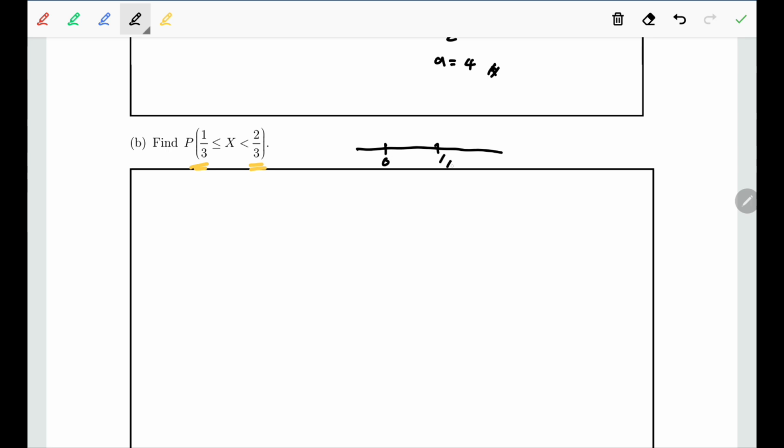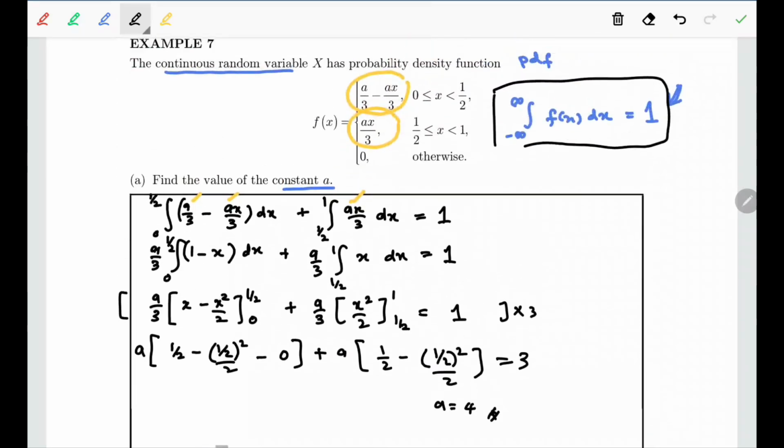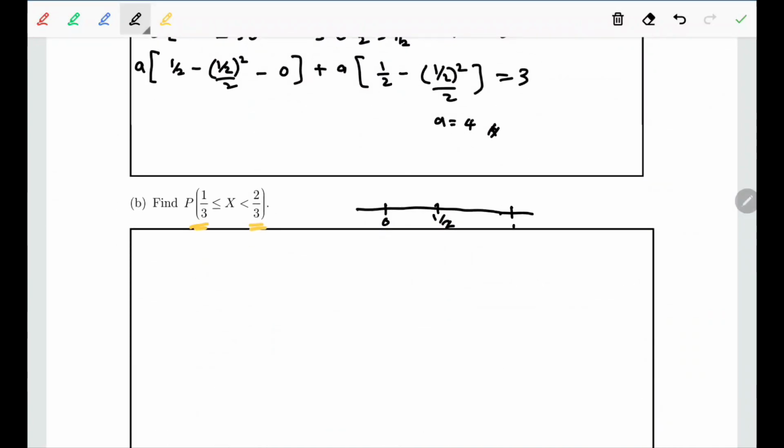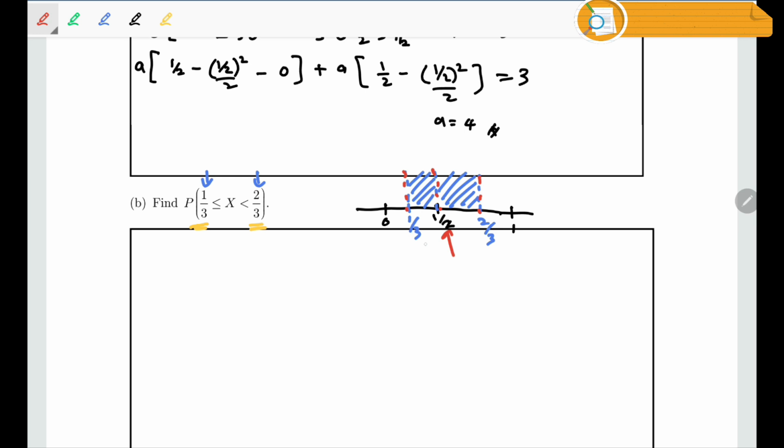from 0 until 1 over 2, and continue from 1 over 2 until 1. Okay, back to the question. The question asks from 1 over 3 to 2 over 3. So you just jot down where the 1 over 3 is. So 1 over 3 should be in between of this value, and this should be 2 over 3. So it means we have to find this area. Okay, all those areas are separated at this value. Means that from 1/3 to 1/2, we're going to integrate a different function from the other one.